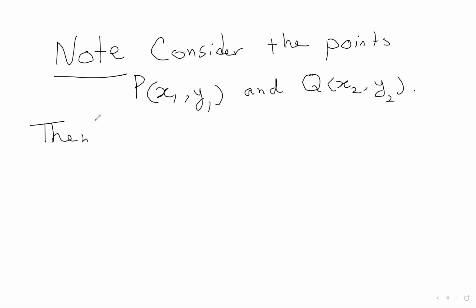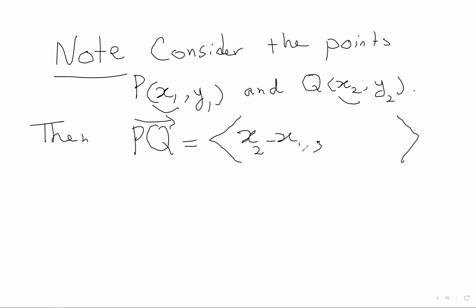Then one way to show the vector PQ is this notation. The first coordinate will be x2 minus x1. And the second coordinate is y2 minus y1. So y2 minus y1. To clarify this, let me give a question. I make it a multiple choice question and you should decide which one is the correct answer.